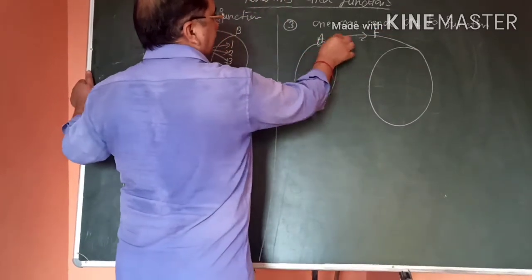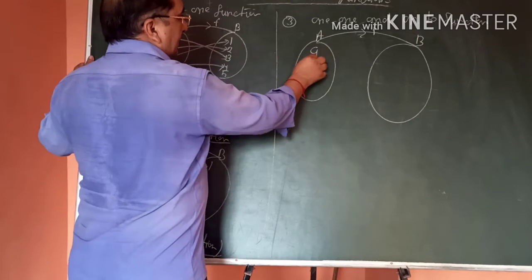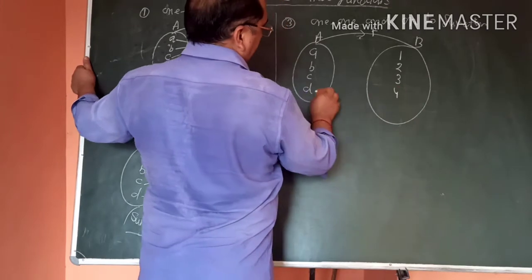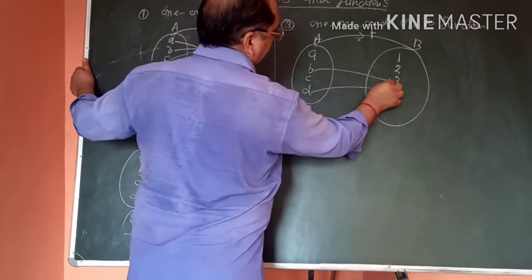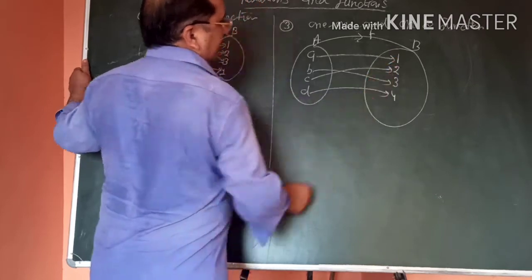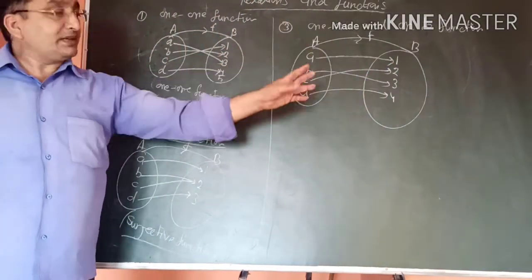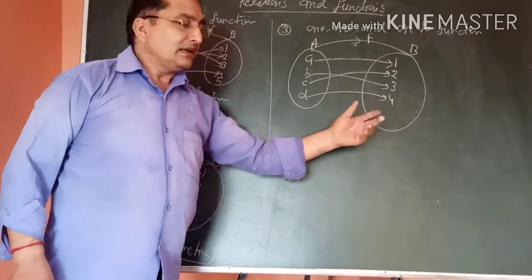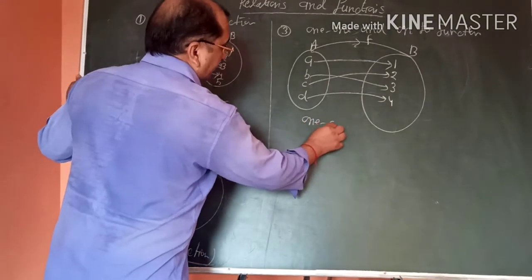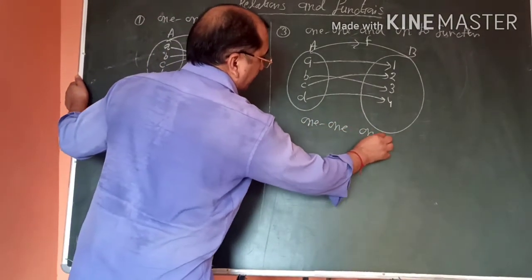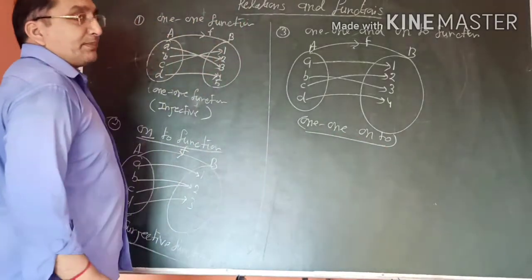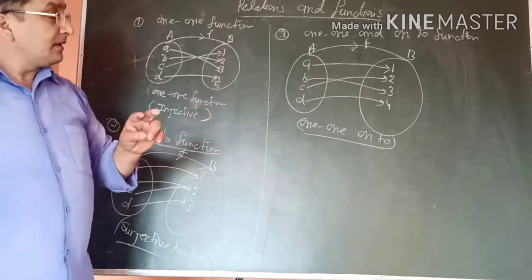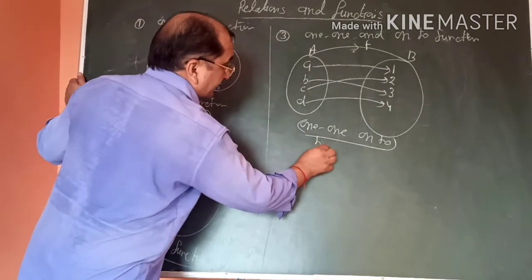This is the function, this is A, B, C, D. 1, 2, 3, 4. Now see, one element having one image. This is a one-one function because one element has only one image, and no element is left here, and this is known as one-one onto. One-one onto is also known as bijective function, because this function follows two types of relations.